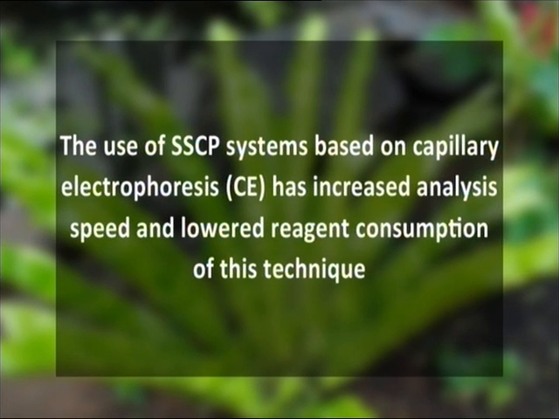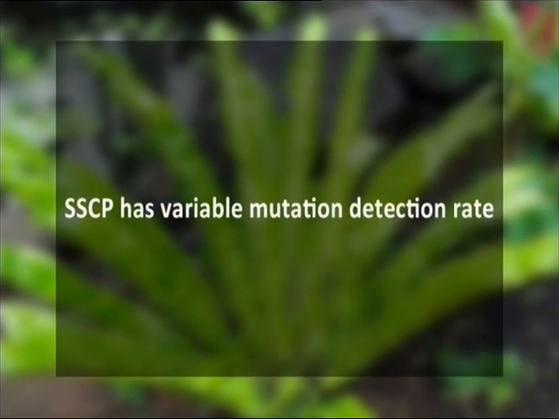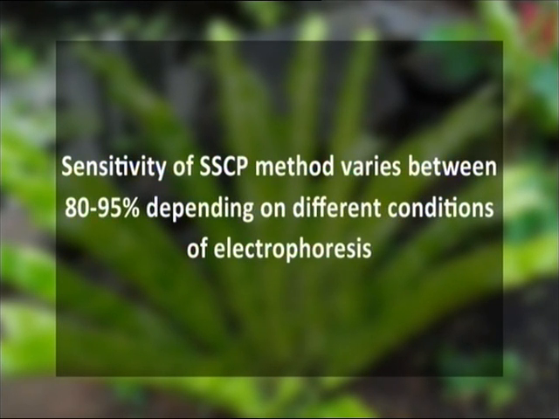The use of SSCP systems based on capillary electrophoresis, that's CE, has increased analysis speed and lowered reagent consumption of this technique. However, SSCPs have a variable mutation detection rate. The sensitivity of this method varies between 80 to 95% depending on different conditions of electrophoresis.